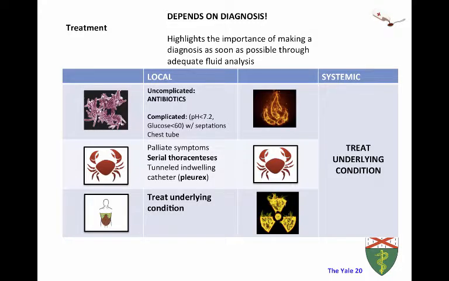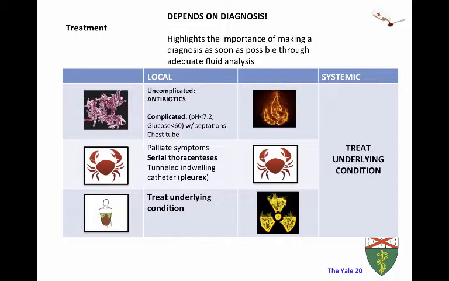For malignancy, you usually palliate symptoms, and you may do serial thoracentesis for that, or you may even place a Pleurex catheter. Finally, for intra-abdominal, you would think about just treating the underlying condition because that's the cause of whatever you're seeing up in the chest cavity. For systemic, whether it's malignancy, inflammatory, or iatrogenic, you want to treat the underlying condition because without taking that away, you're going to continue to have the effusions build up.